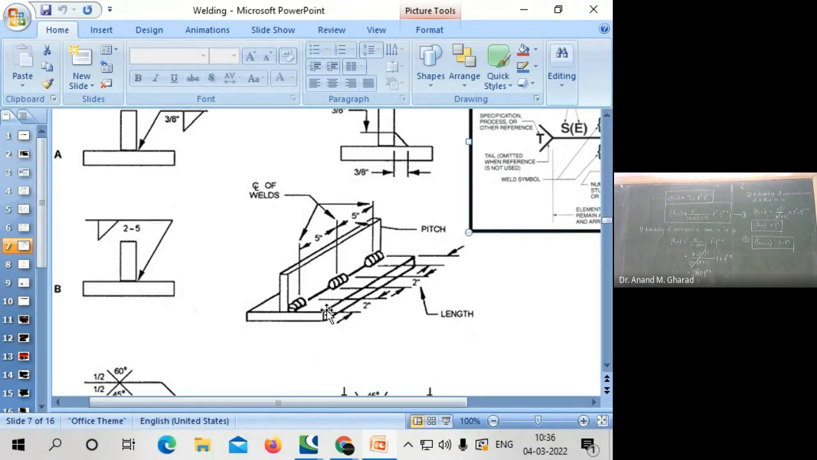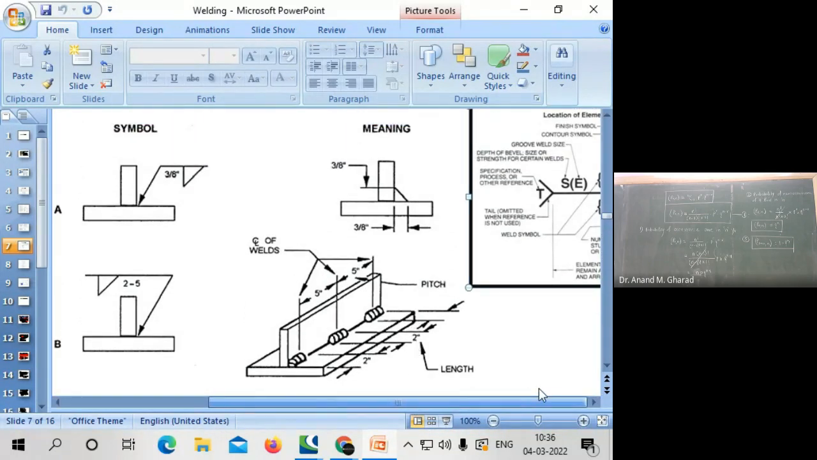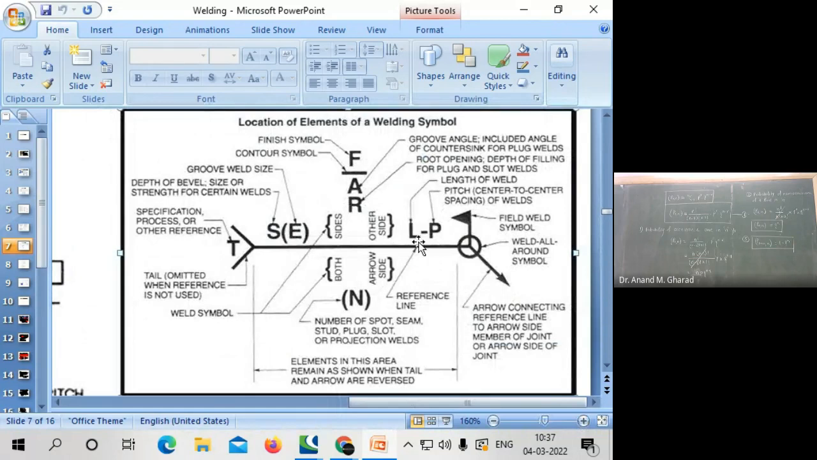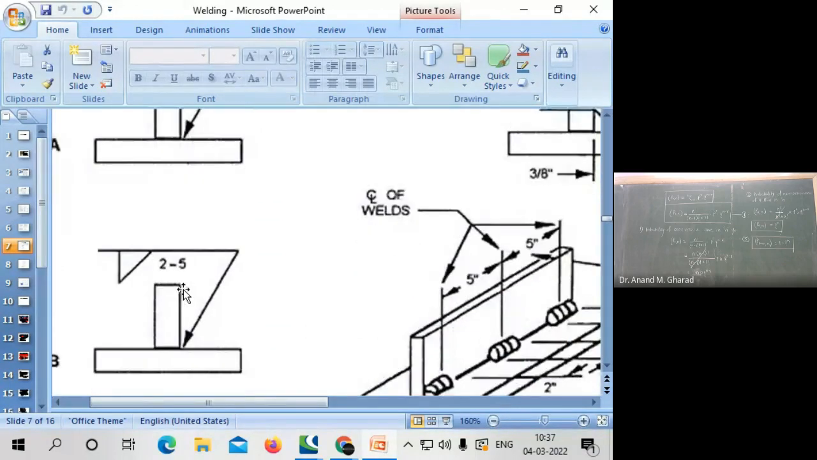Now, if I want to represent the length and the pitch, how has it to be represented? So see, over here, first the length will come and after that the pitch, and how it is mentioned, L-P, correct? So from here, it is very clear that this becomes the length of the weld and this becomes the pitch of the weld. And this information will be followed by the symbol of the weld. Over here it is a fillet weld.